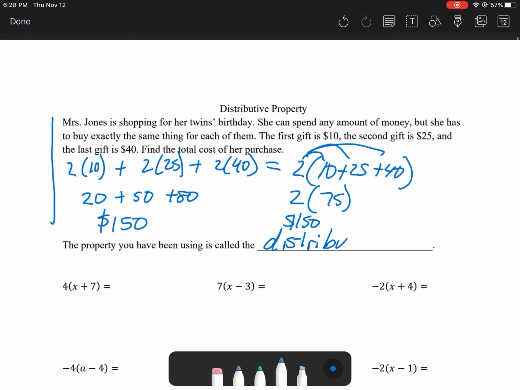Distributive property in action. You have parentheses, a number on the outside. You can take that number and multiply it by everything on the inside.